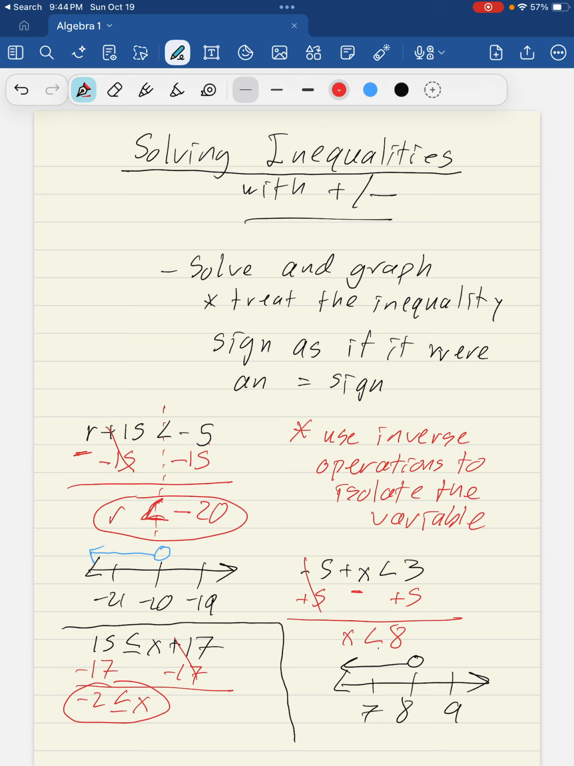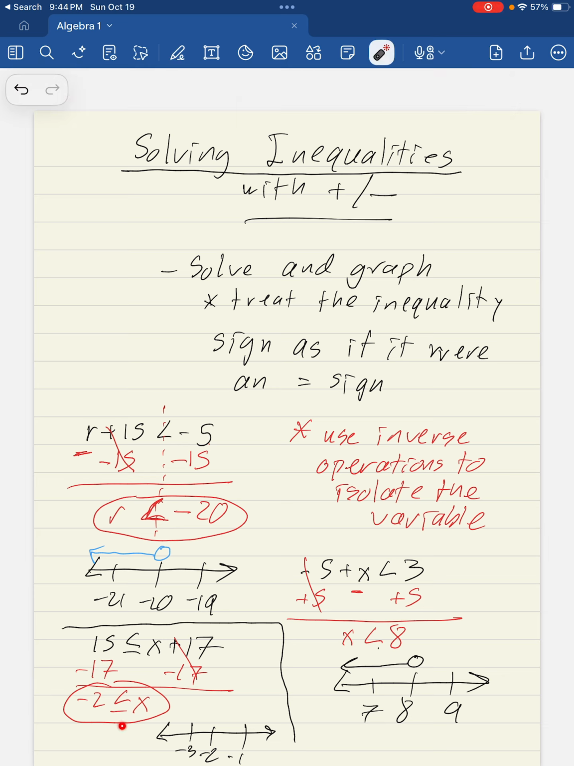I'm going to circle that. Now, if I say graph this, we have to remember how to read this situation right here. We need to know how to read this. Okay. We know we have a closed circle at negative 2. That's pretty smooth. We can do that. I'll do this in blue. Closed circle, negative 2. All right. Which way do we go?